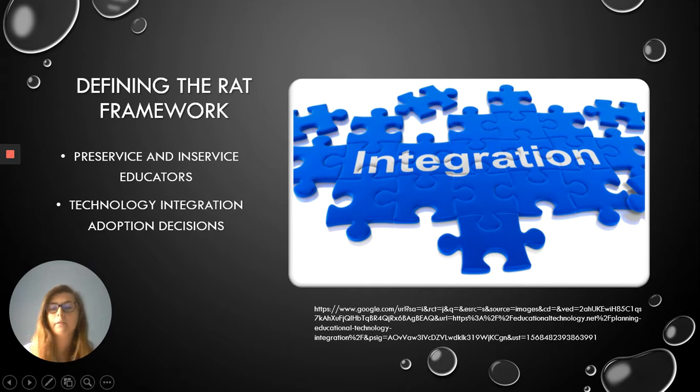All right, so the RAT framework is a simplified form of the SAMR framework, and it helps current and future educators when they are deciding what technology they want to adopt and integrate into their classrooms, and it just kind of gives them a layout of how to do that and how to know if what they're doing is successful or not.